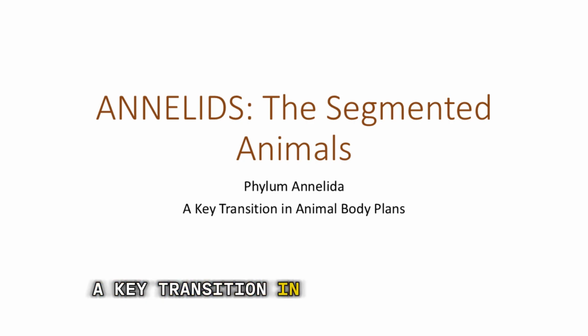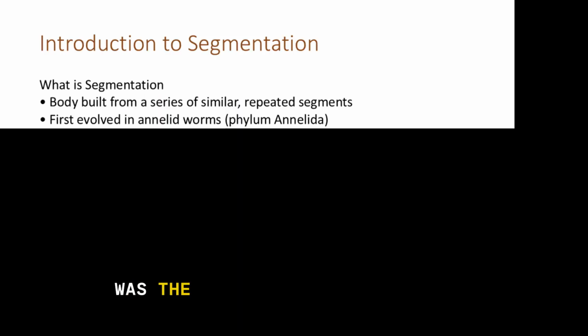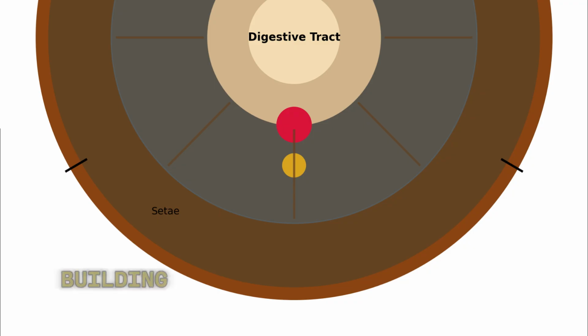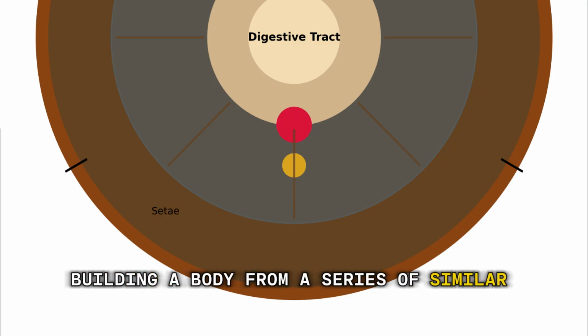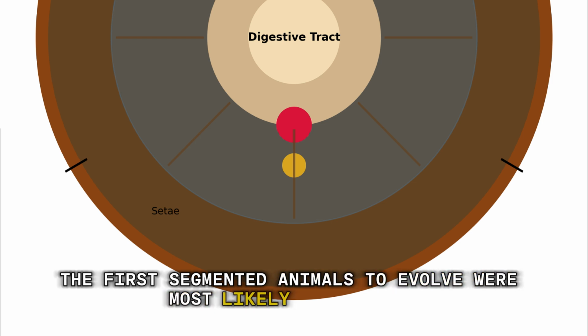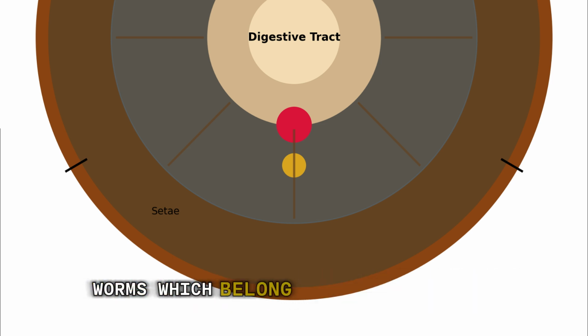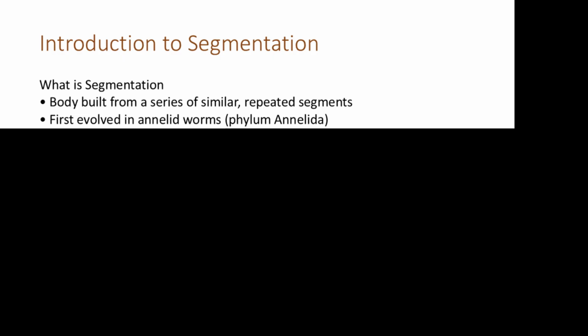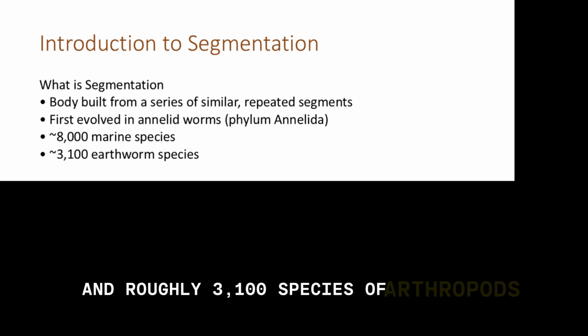A key transition in animal body plans was the evolution of segmentation, building a body from a series of similar segments. The first segmented animals to evolve were most likely the annelid worms, which belong to Phylum Annelida. There are about 8,000 marine species and roughly 3,100 species of earthworms.